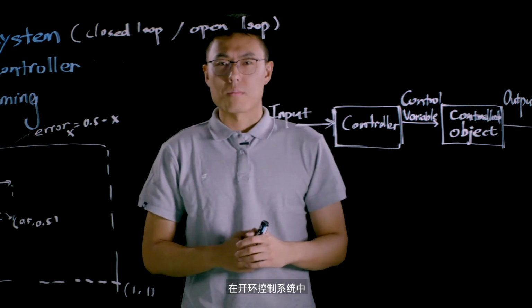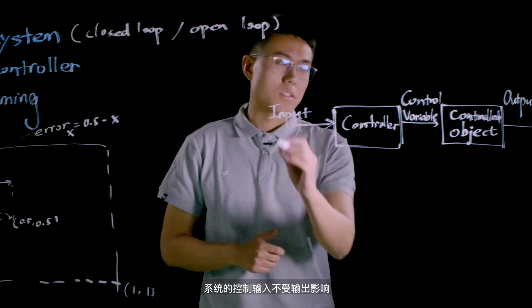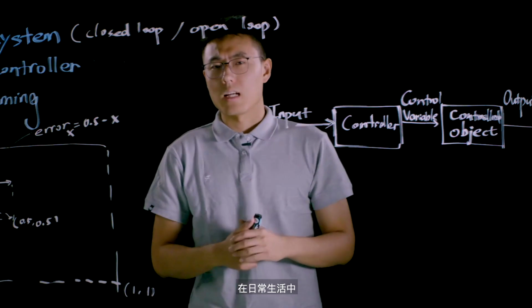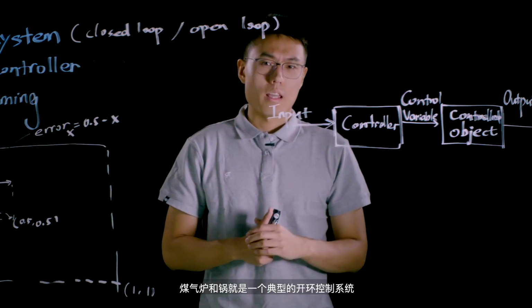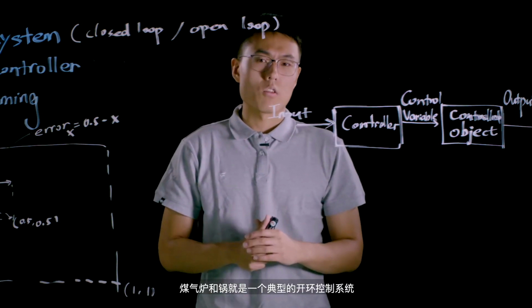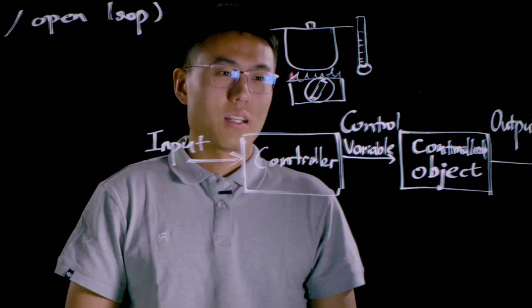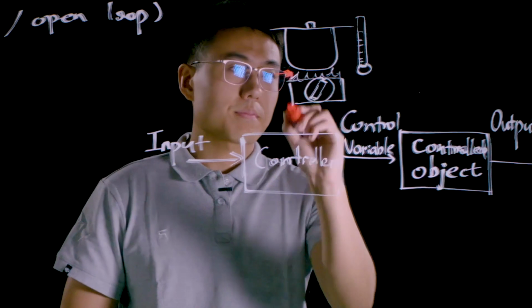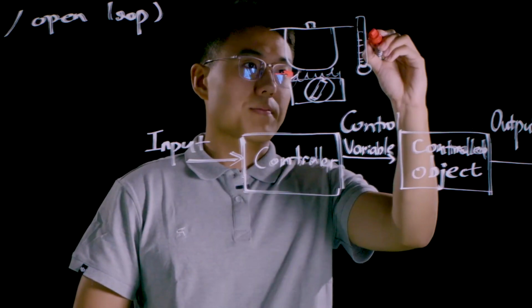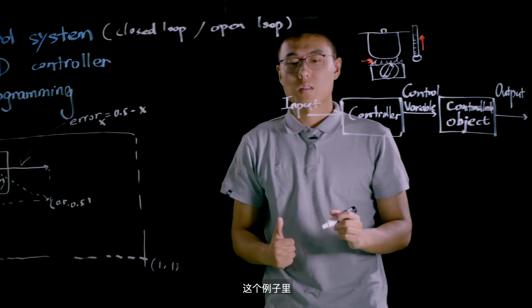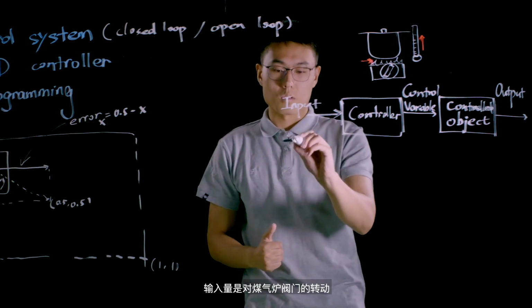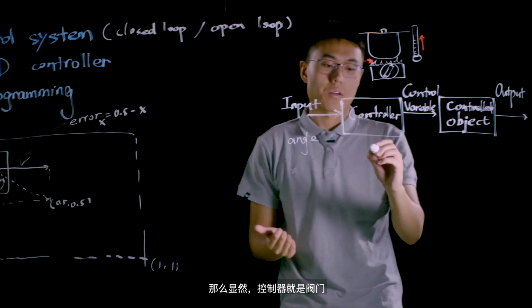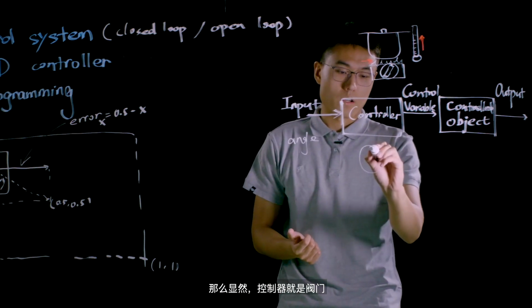In an open loop system, the input is not affected by the output. In our daily life, a gas stove and a pot form a typical open loop system. When we turn on the valve of the gas stove to produce flame, we start to heat the pot. So in this example, the input is the angle of rotation of the valve, and obviously the controller is the valve itself.